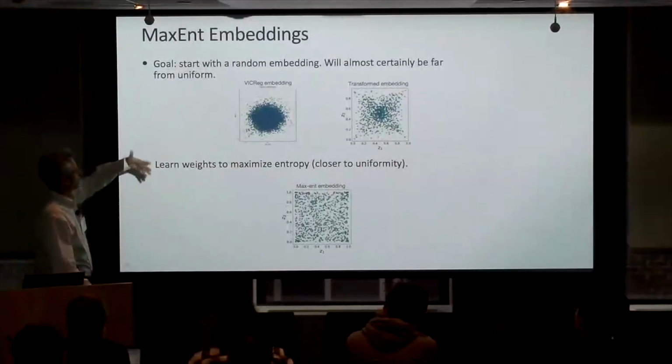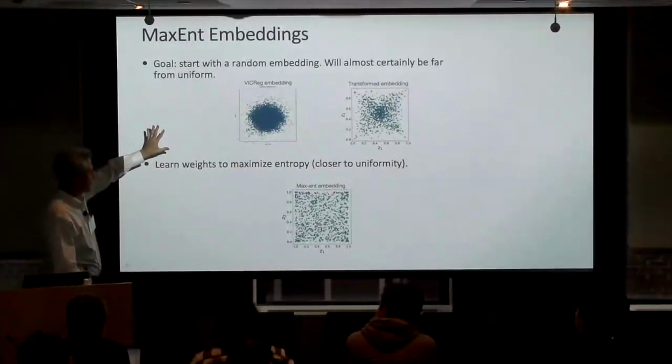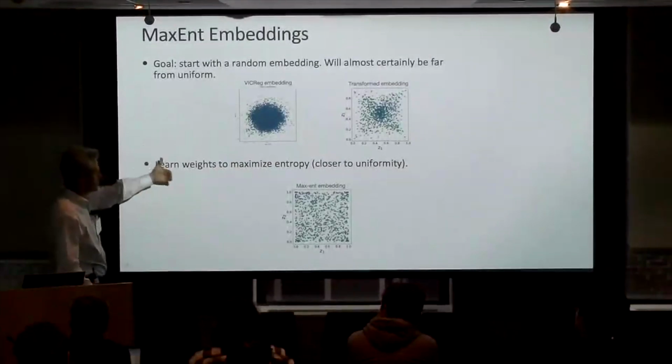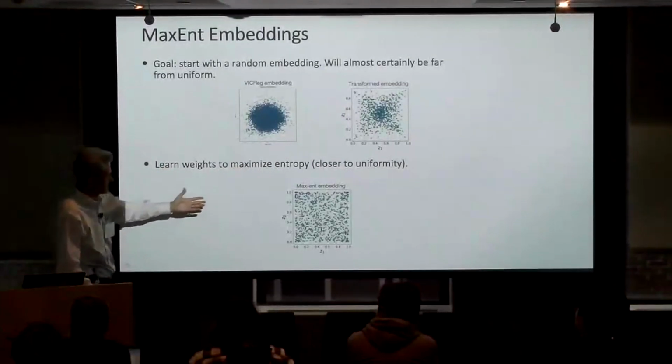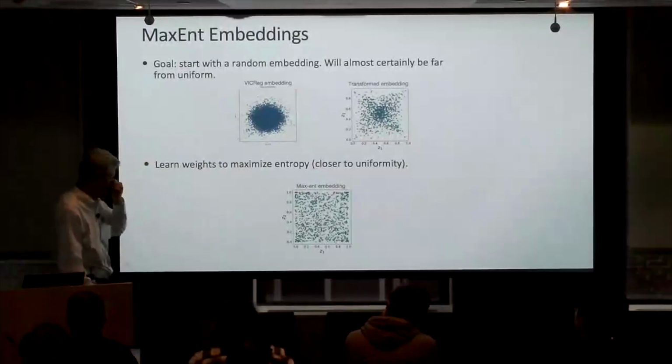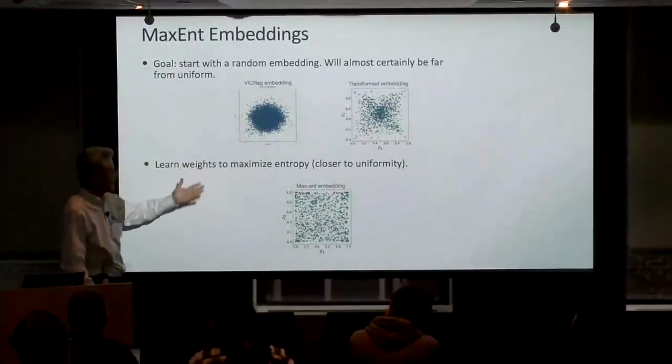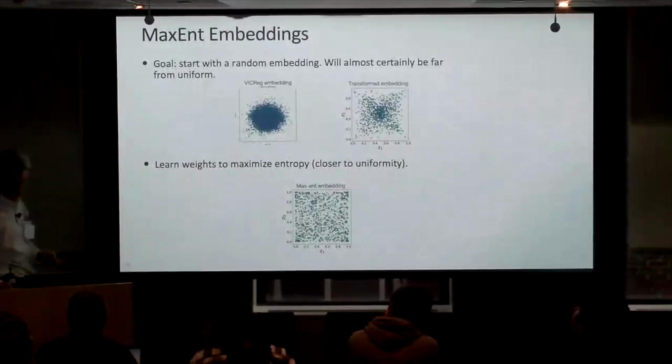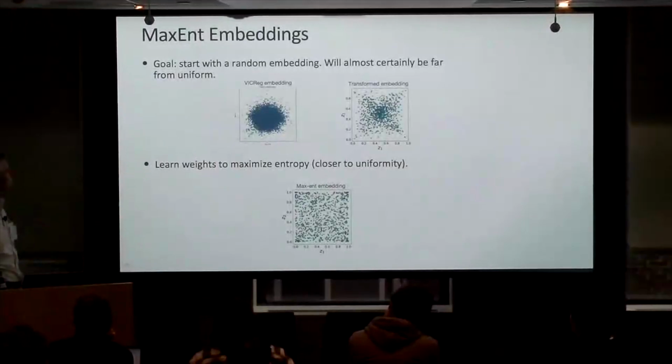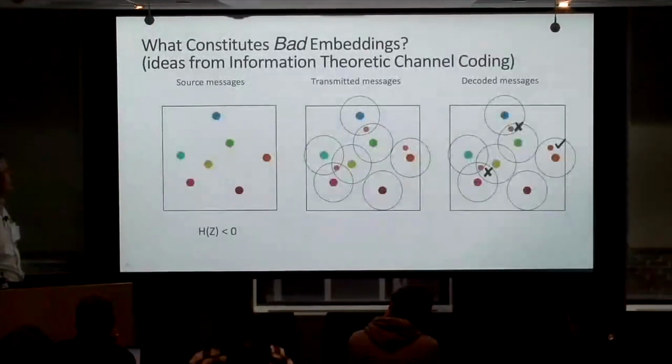So the idea was we want to start with an embedding like VICReg and continue to fine-tune it until we get a maxent embedding. Now, this is just 2 dimensions, and we want to do this in high dimensions, which is very challenging, or I might even say impossible.